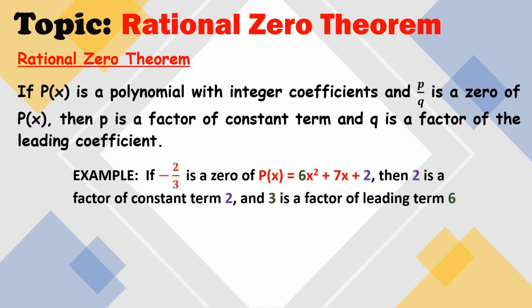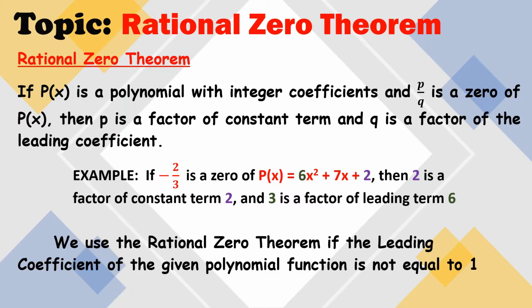So for example, if negative 2 over 3 is a zero of p of x equals 6x squared plus 7x plus 2, then 2 is a factor of the constant term 2 and 3 is a factor of the leading coefficient 6. So we use the rational zero theorem if the leading coefficient of the given polynomial function is not equal to 1.